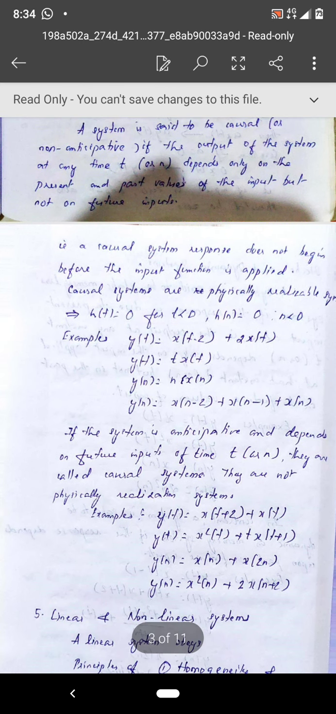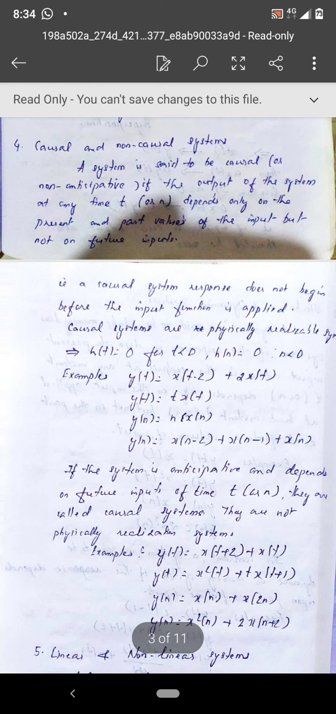And then you have y of n is equal to n into x of n, again that is a causal system. And the fourth example, that is y of n is equal to x of n minus 2 plus x of n minus 1 plus x of n. The first two components are past inputs and x of n is a present input.